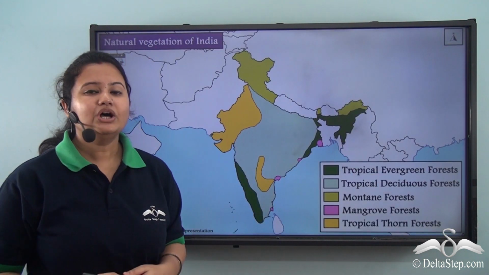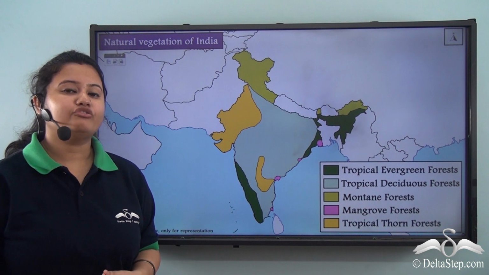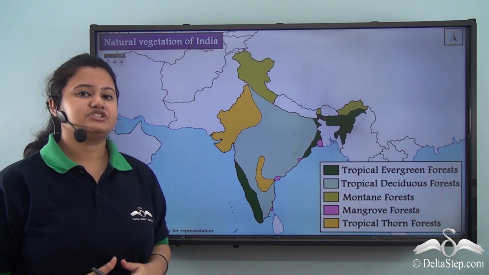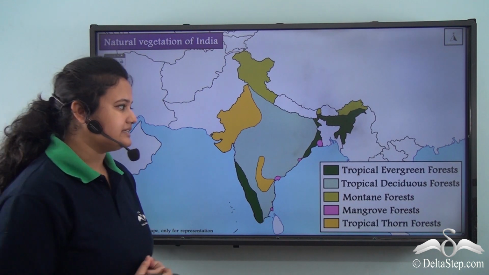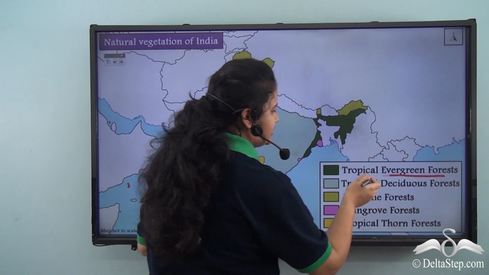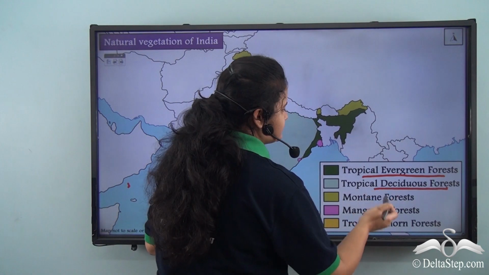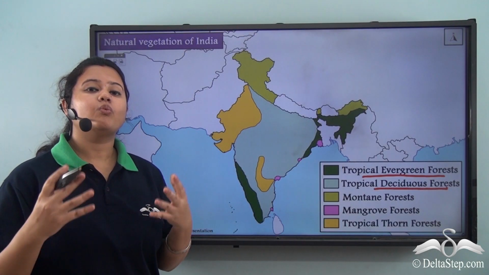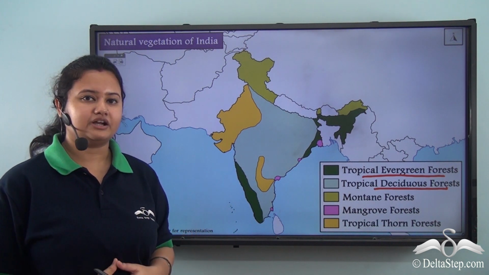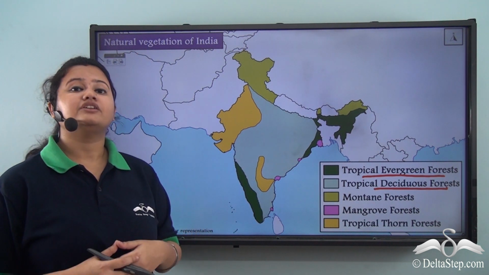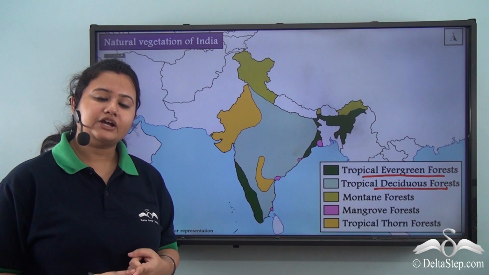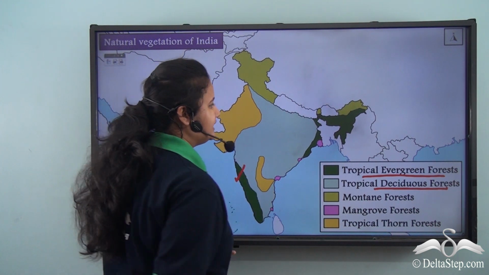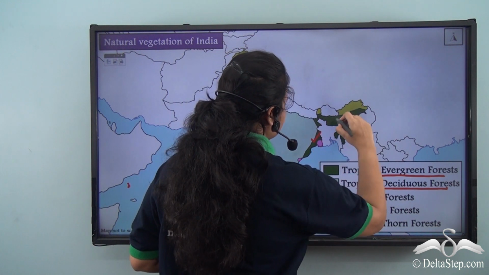So, this brings us to the end of today's discussion on two types of natural vegetation found in India, that is the tropical evergreen forest and the deciduous forest. The tropical evergreen forests are found in the warm and wet regions of the country, that is in the islands of Andaman and Nicobar and Lakshadweep, also along the west coast and in some parts of east and northeast India.